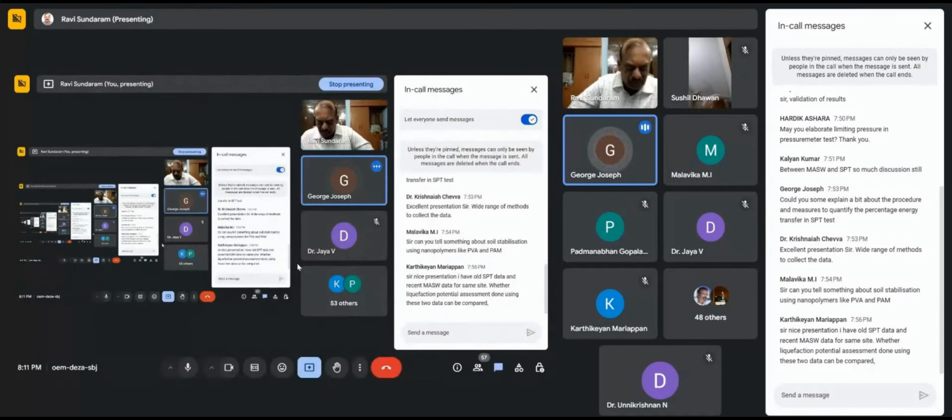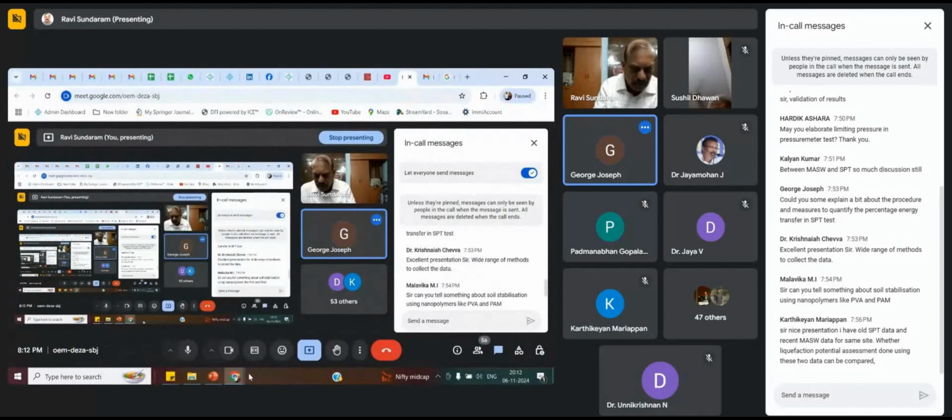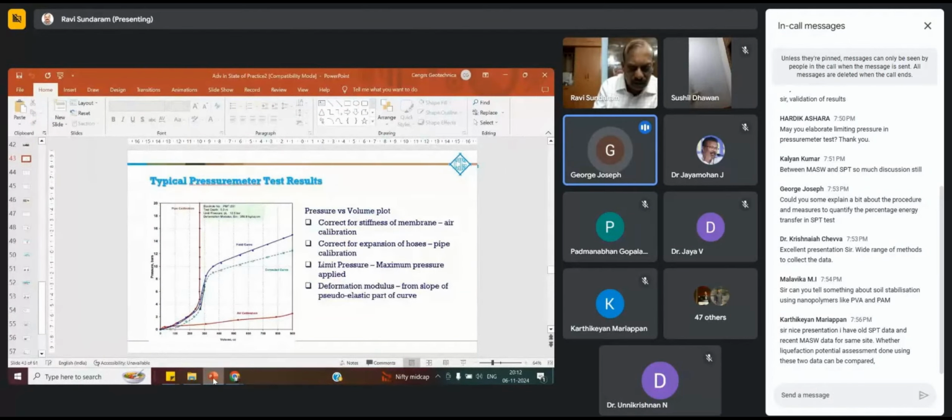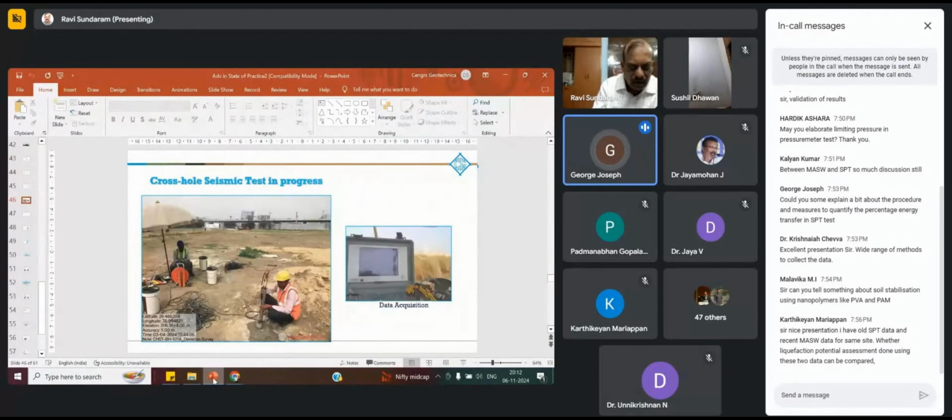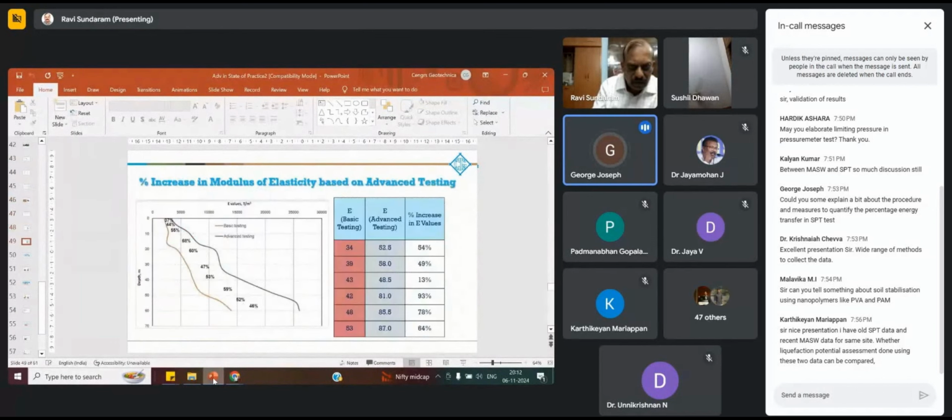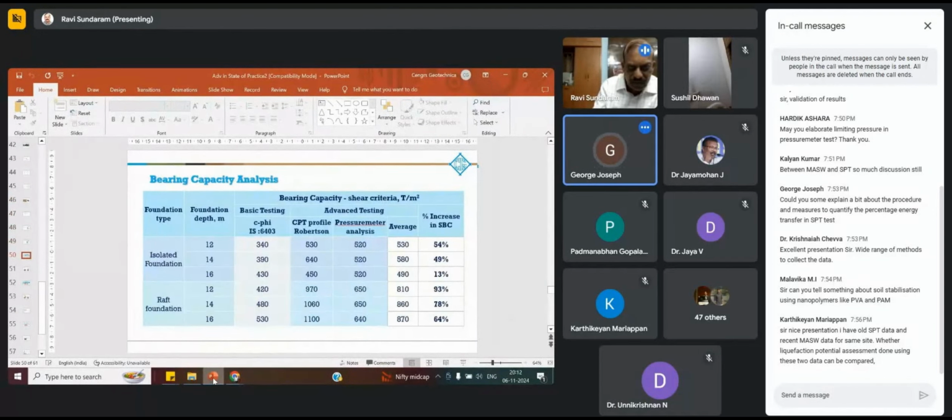Thank you, sir. Second question: in the comparison of SBC values which we received for the case study in the SPT test, pressure meter test, and CPT test, the pressure meter test gave us a significantly higher value of SBC. Is this before we apply the factor of safety? Because the variation is nearly 100.